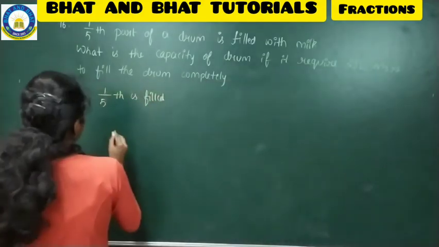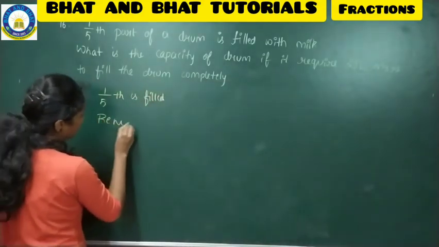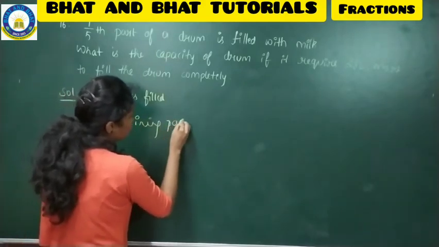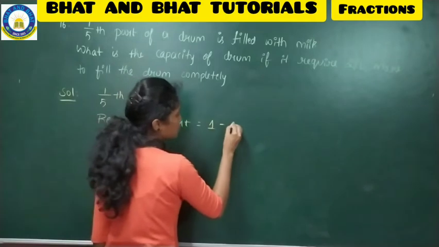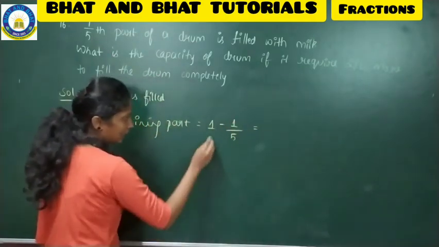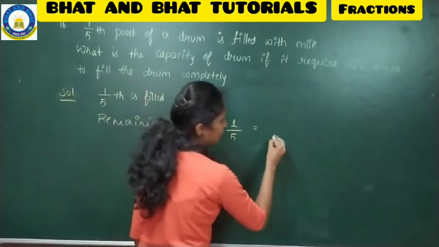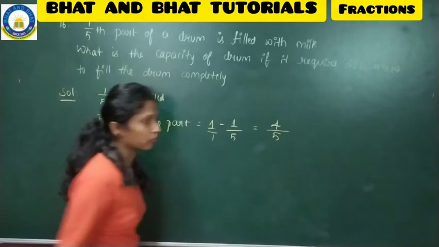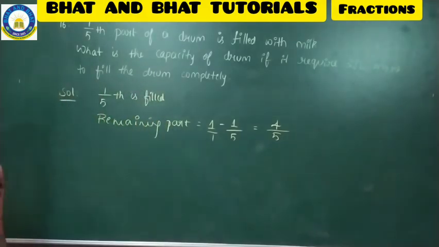So remaining part, in one drum, we have filled 1 by 5th. So what is the remaining? Take the LCM for 5 and 1. It will be 5 itself. So here you will get 4. So 4 by 5th part has to be filled.